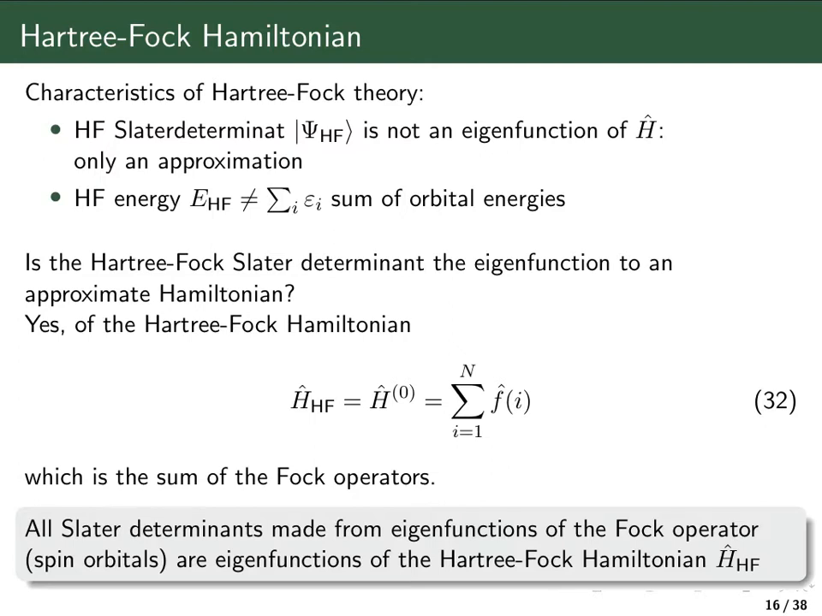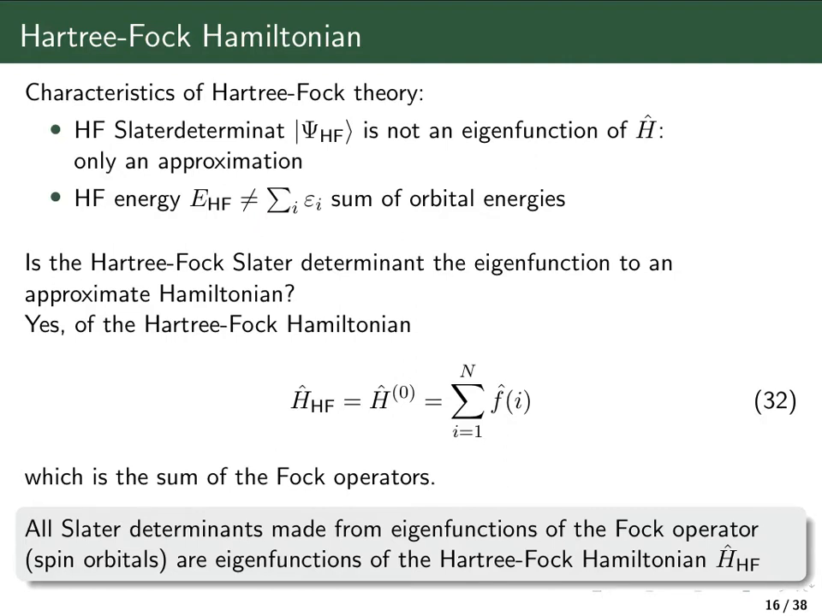Two of the characteristics of Hartree-Fock theory are, first, that the Hartree-Fock-Slater determinant, which is the Slater determinant built from the n spin orbitals with the lowest orbital energies, is not an eigenfunction of the Hamiltonian of the system. Now this should not be a surprise, because if this Slater determinant were an eigenfunction of the Hamiltonian, then the Hartree-Fock wave function would be the exact solution to the Schrödinger equation, and Hartree-Fock theory would be just solving the Schrödinger equation exactly. But we all know that Hartree-Fock theory is an approximation, so therefore the Hartree-Fock-Slater determinant cannot be an eigenfunction of the Hamiltonian.